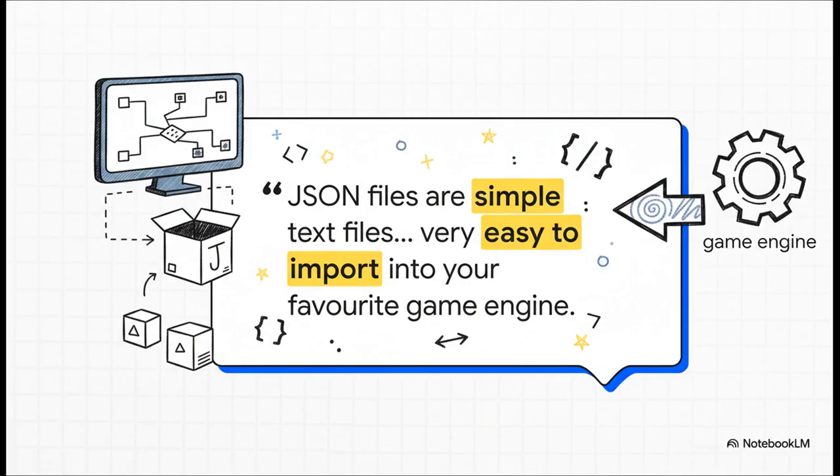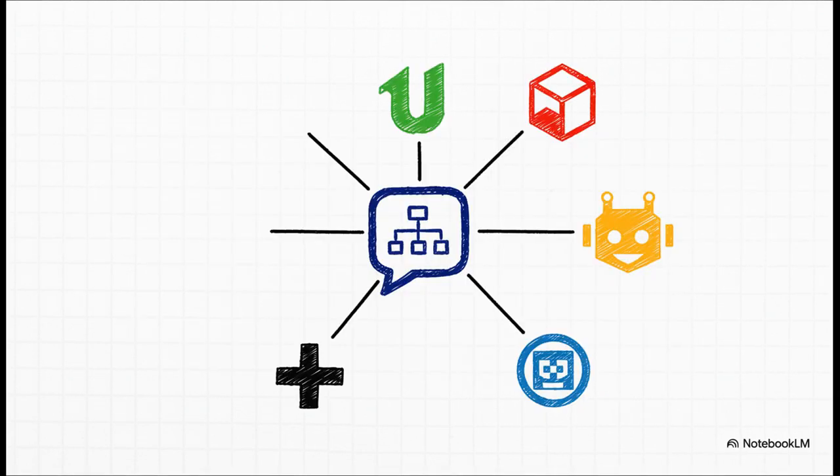Now, don't get hung up on the term JSON. Seriously, it's just a simple text file. It organizes your data really cleanly with things like character: Sarah, or dialogue: we have to go. And because it's so simple, it's incredibly easy for any game engine to just pull that data in and use it. And because of that simple JSON export, it's compatible with basically any engine you can think of. I'm talking about the big names like Unity and Unreal, but also indie favorites like Godot and GameMaker. Whatever you're building with, Dialogue Designer can probably talk to it.